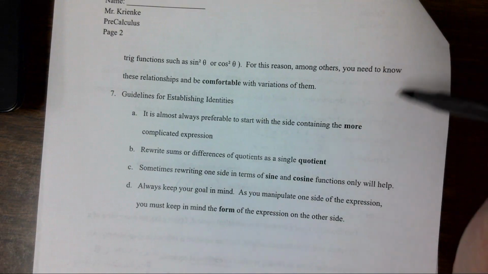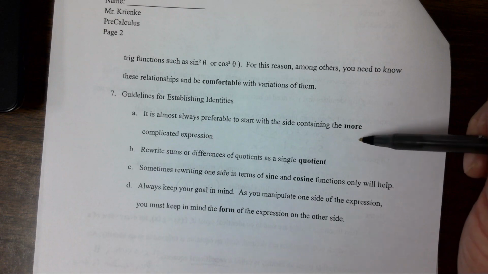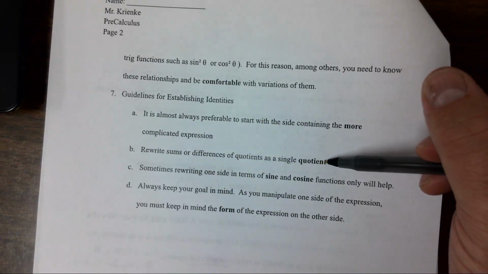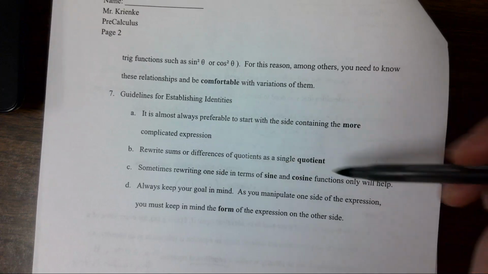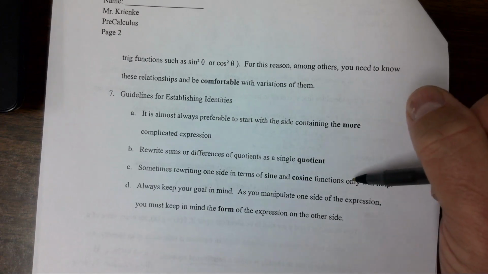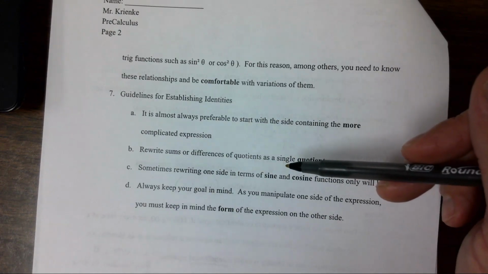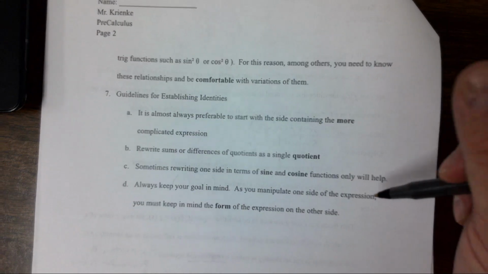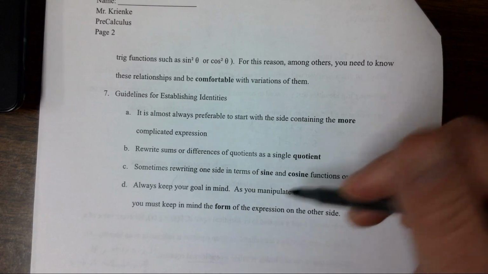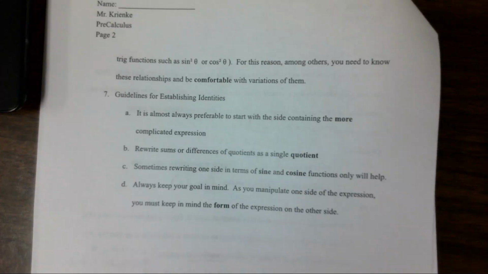Your guidelines are to start with the more complicated side, rewrite it as a single quotient, and sometimes write in terms of only sine or cosine, which would help. So if you saw secant, put it in terms of cosine, etc. Always keep your goal in mind. As you manipulate one side, you have to keep the other side the way it was, and you want to make them match. Okay, so let's get started.